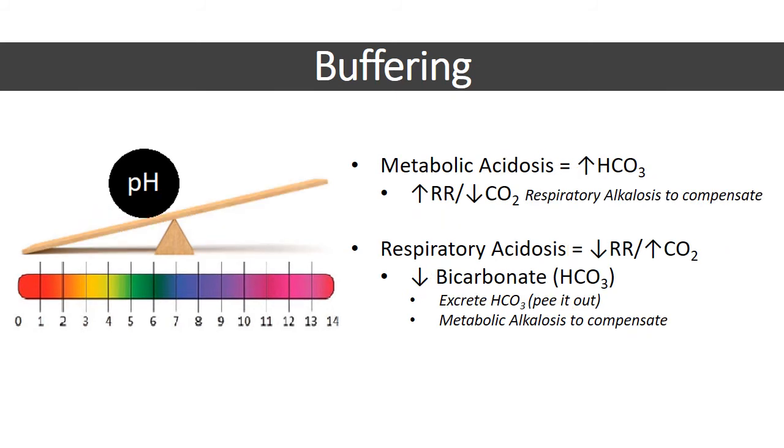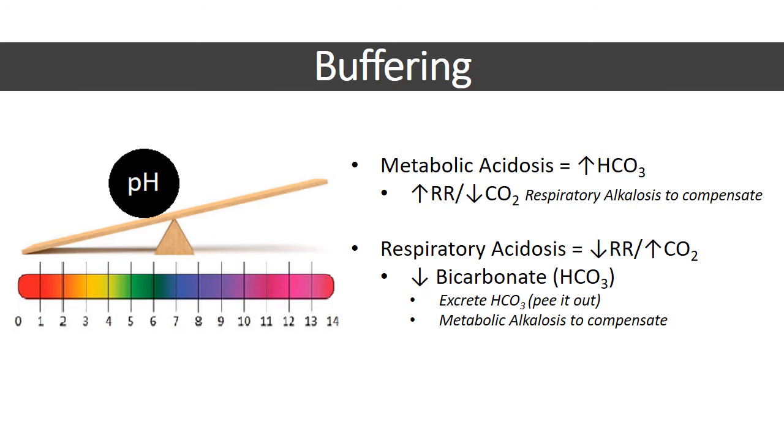And on the other end of the spectrum, if the body's shifting down towards the acidotic side, in metabolic acidosis there's an increase in bicarbonate. So if there's a metabolic acidosis, the body's going to start compensating by creating respiratory alkalosis. That respiratory alkalosis is caused by an increased respiratory rate, which is going to lower the levels of CO2. So as the bicarbonate goes up, it's going to try to decrease the CO2 production because CO2 and bicarbonate go hand in hand.